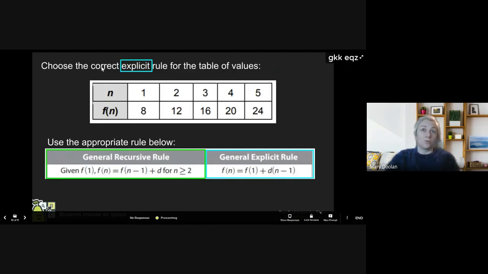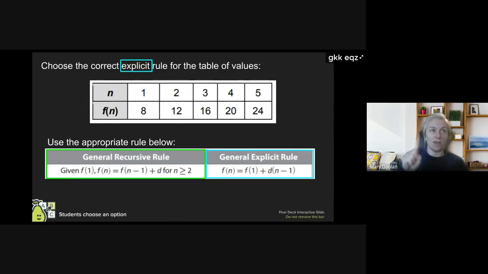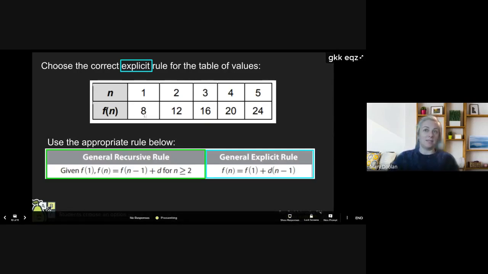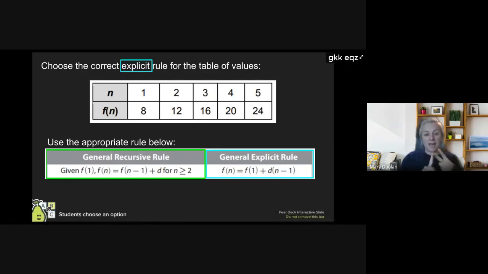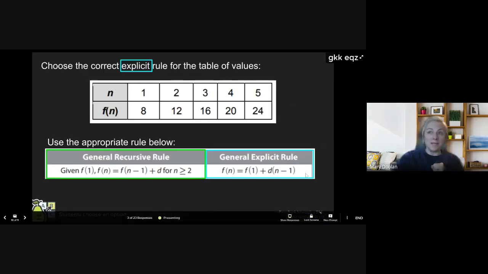So for the correct explicit rule for this table of values, you only need to figure out two things. First, what is f of 1? What is the first value in the sequence? Second, what is the common difference? How do I get from 8 to 12 to 16 to 20 to 24? These are going up, so I'm adding each time. What am I adding? I need to know what f of 1 is and what I'm adding each time. Then I just plug them into the general explicit rule where they go.